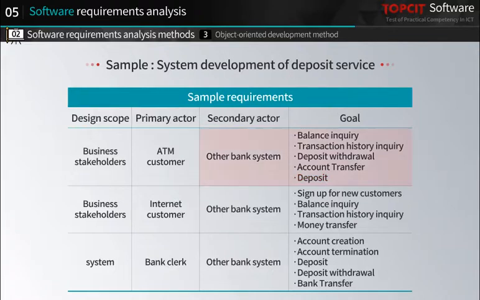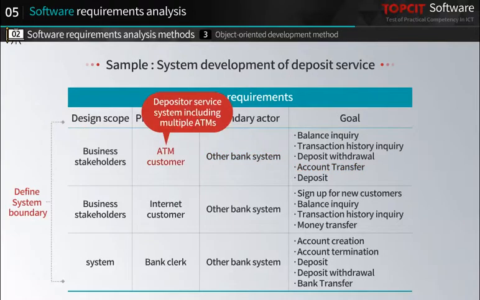In addition, the secondary actors are extracted according to the goal of the primary actor. In the case of goal account transfer, the secondary actor other bank system has been extracted because it includes the account transfer to another bank. And the design scope sets the system boundary. For example, the design scope of a system that supports depositor services to ATM customers will be a deposit service system that includes multiple ATMs.